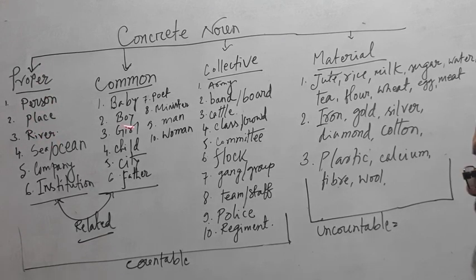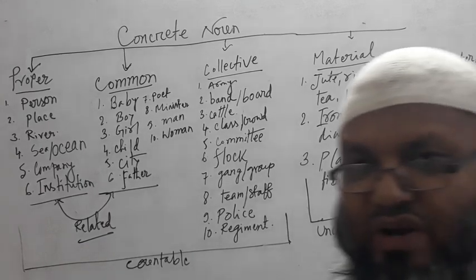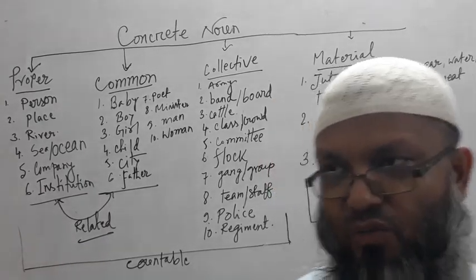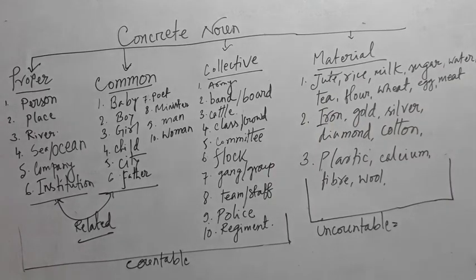River is common noun, but when we tell the name of a definite river, then it will be proper noun. Suppose we have many rivers in our country, Padma, Meghna, Jamuna. In this way, there are international rivers also. So when you tell the name of that river, then it will be proper noun. And basically, river is common noun.